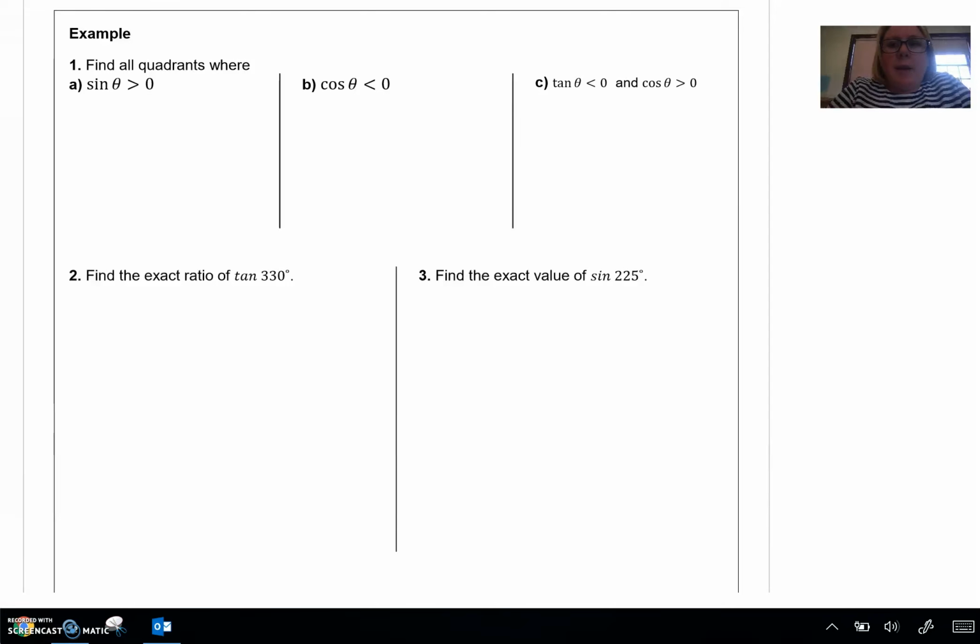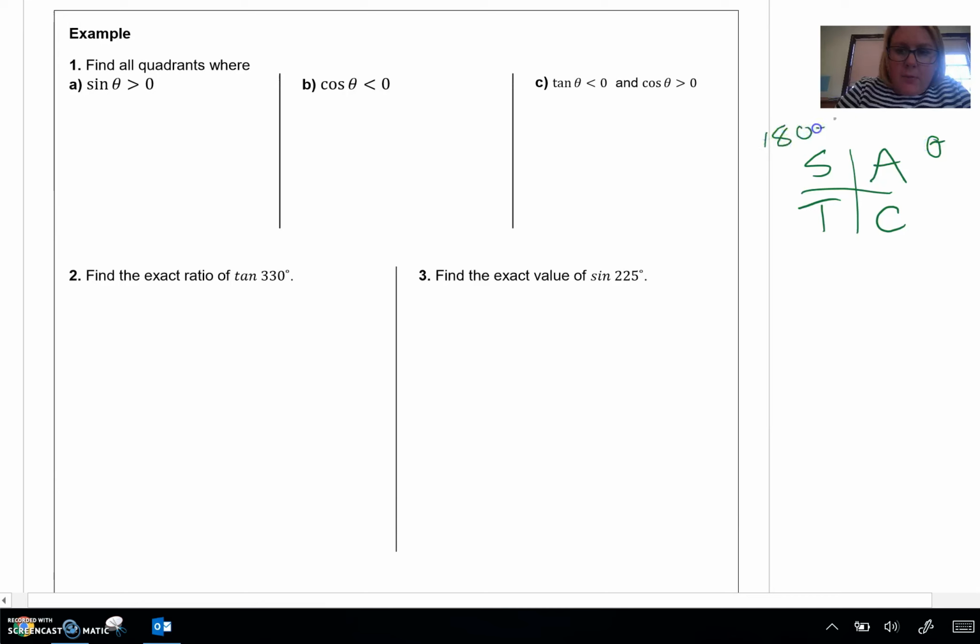Okay, this is the angle application for all stations to central. So I'm just going to write it over here, all stations to central. I'm also going to write that this is theta, 180 minus theta, 180 plus theta, and 360 minus theta. That's what I need to remember.